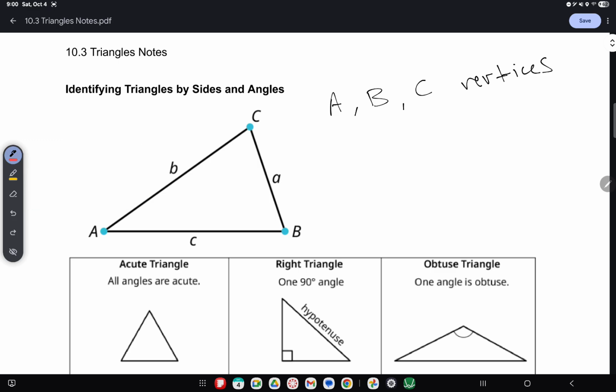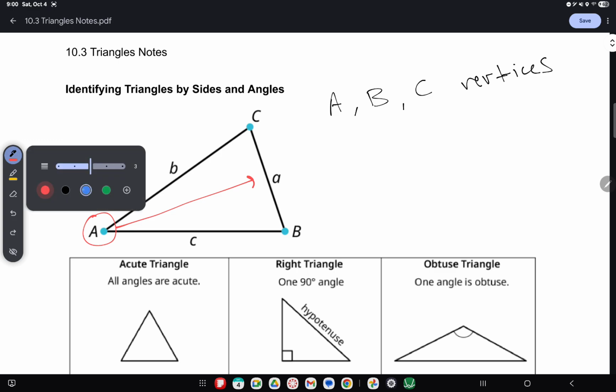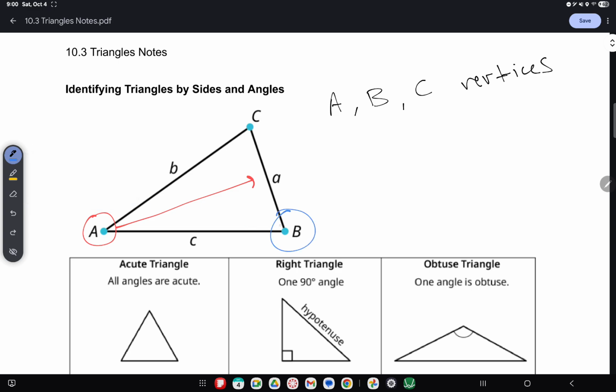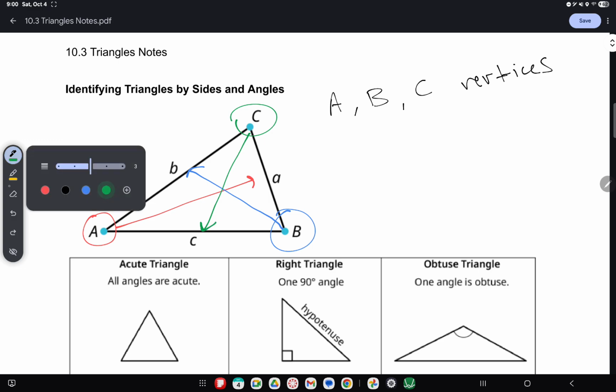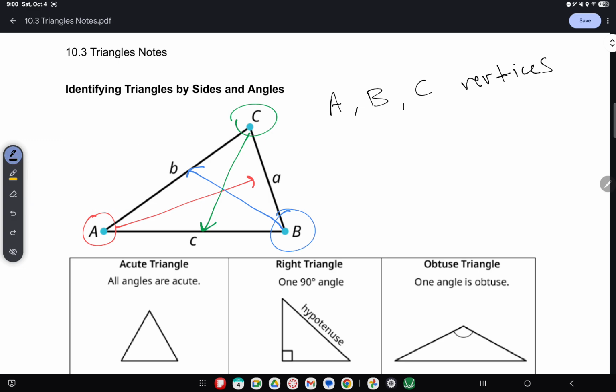Here I'll do A in red. That's why the side across from that angle is little a. For B, the side across from it is labeled little b. Same for C. Across from it is little c. If A was the largest angle in the triangle, then side a is going to be the longest side.